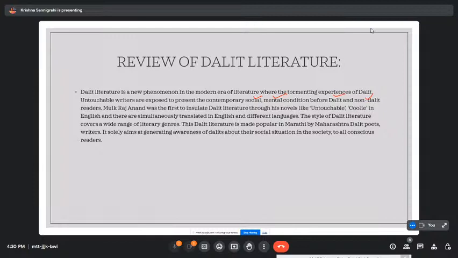So Mulk Raj Anand was the first to initiate Dalit literature through his novels like Untouchable and Coolie in English, and they are simultaneously translated into English and different languages. The style of Dalit literature covers a wide range of literary genres. So this Dalit literature is made popular in Marathi by Marathi Dalit poets and writers. It solely aims at generating awareness among Dalits about their social situation in society, for all conscious readers. So their works are kind of gateways, kind of mouthpieces for the people whom they are representing. That is the main purpose which it serves.